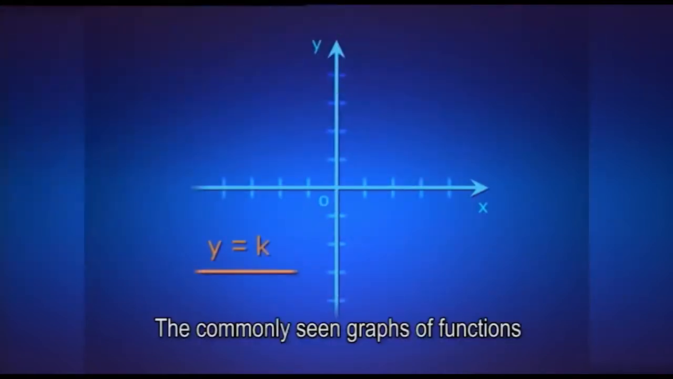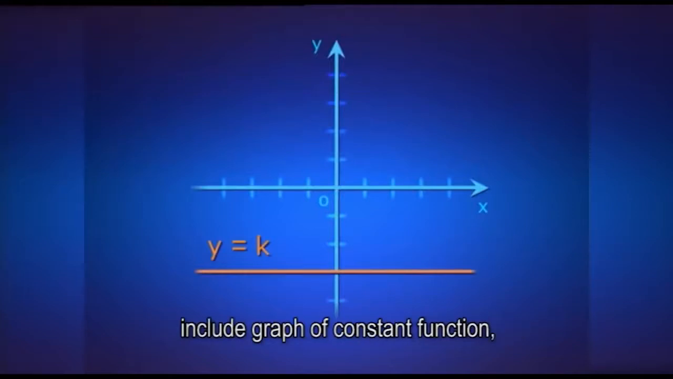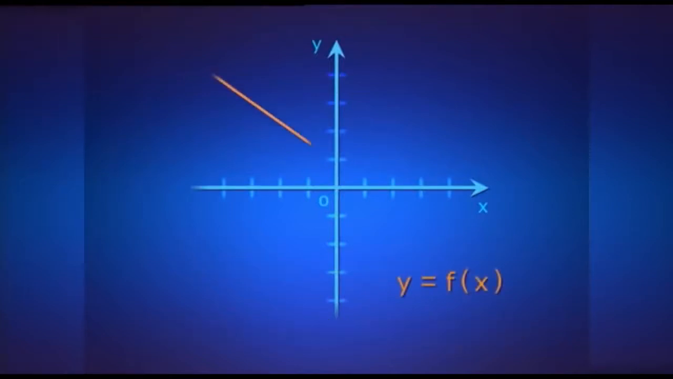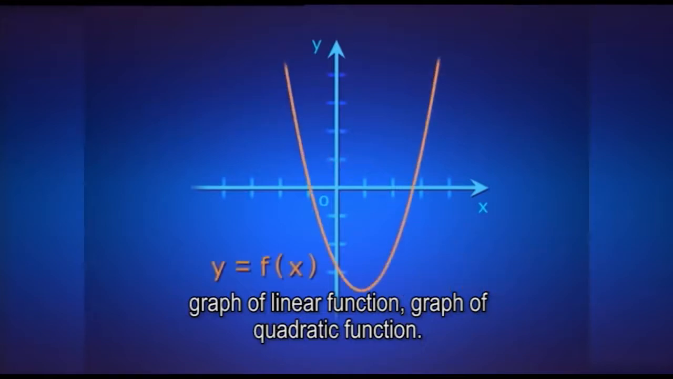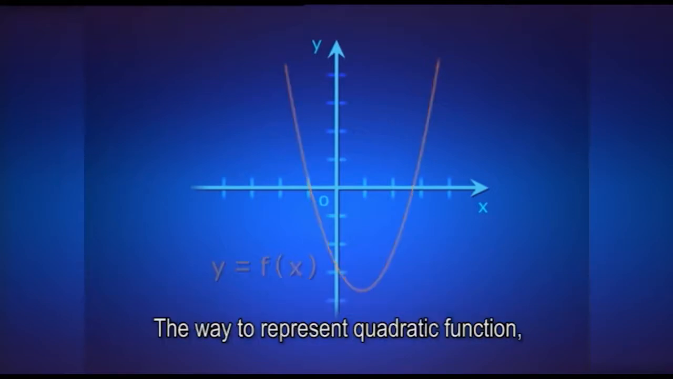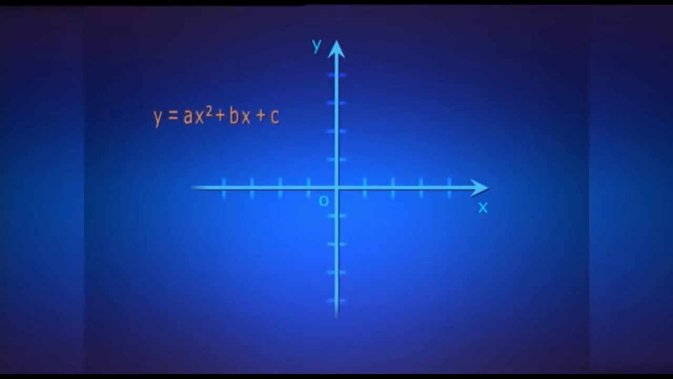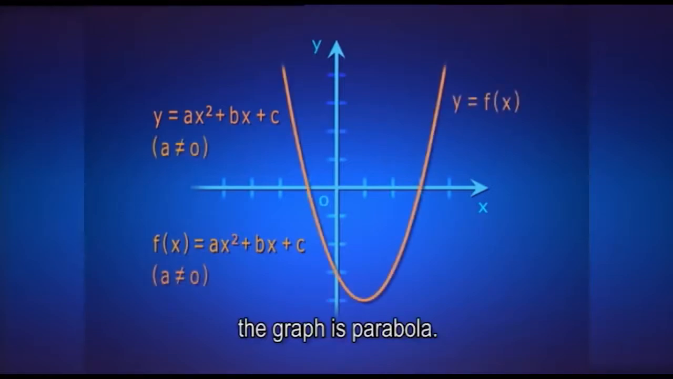The commonly seen graphs of functions include the graph of constant function, graph of linear function, and graph of quadratic function. Next, we shall discuss the graphs of quadratic function. The way to represent a quadratic function: y equals ax squared plus bx plus c, or f(x) is equal to ax squared plus bx plus c, of which a is not equal to 0. Then the graph is a parabola.